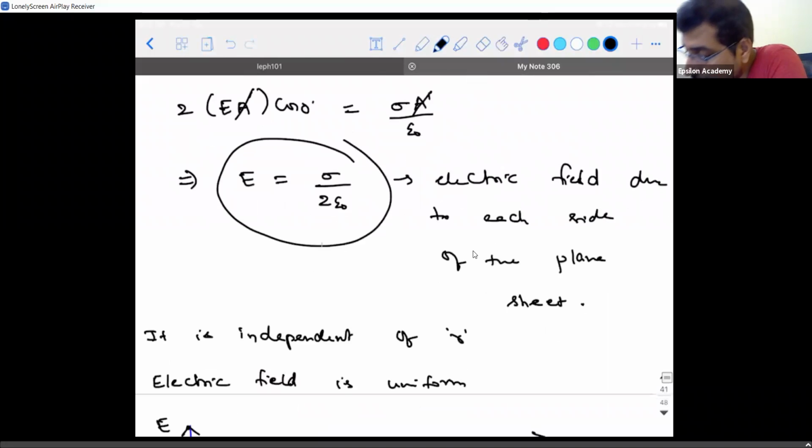So this value has to be remembered. And remember, this is the value of electric field due to one side. It is not the electric field due to both the sides. Electric field due to one side is sigma by 2 epsilon naught. Electric field due to the other side will also be sigma by 2 epsilon naught. Then the total electric field, if we add them in terms of magnitude, will be sigma by epsilon naught.